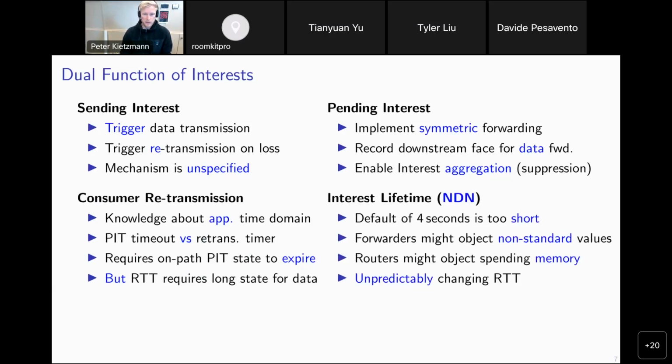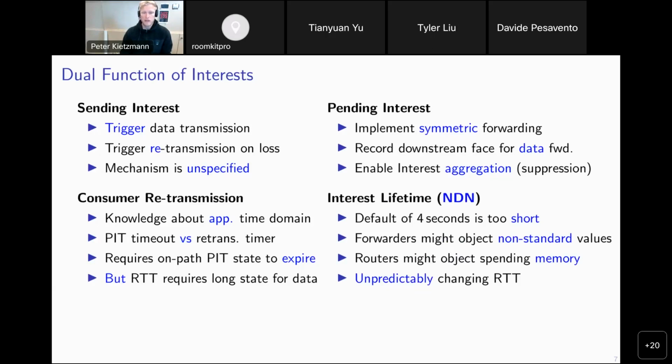NDN interest packets provide an optional lifetime field that allows consumers to request more suitable interest lifetime durations. The default value is 4 seconds, which clearly is insufficient for our use case. While technically this seems like a solution, we argue that this is not likely to work well in real-world deployments.